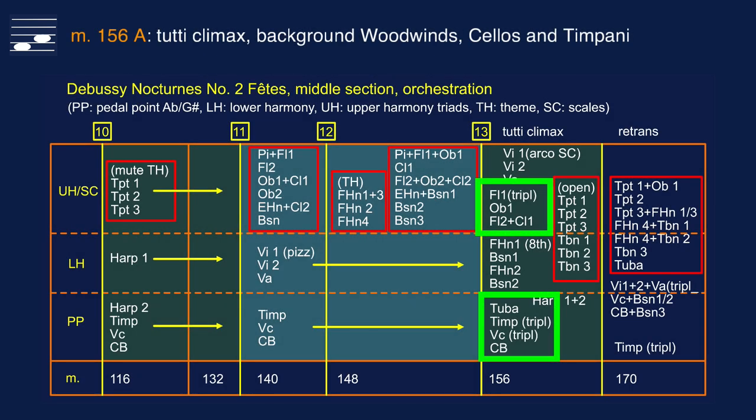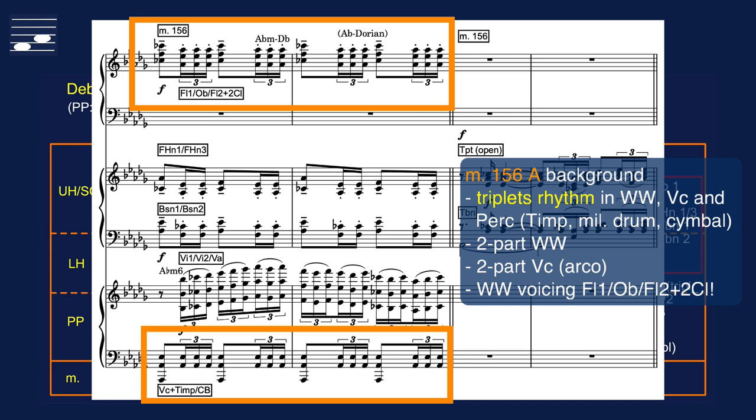Whereas horns and bassoons play 8th note, 16th note riffs in the middle range, there's another background element, a set of triplet rhythmical patterns for woodwinds in the top register and for celli and timpani at the bottom. The woodwinds are three-part, with a lead flute doubled by a second flute and an unusual pair of clarinets at the lower octave. The oboe takes the second part. In the arco cellos, the triplet patterns are two-part. The percussion group now consists of timpani, military drum, and cymbal accents.